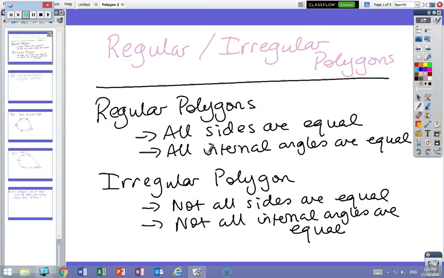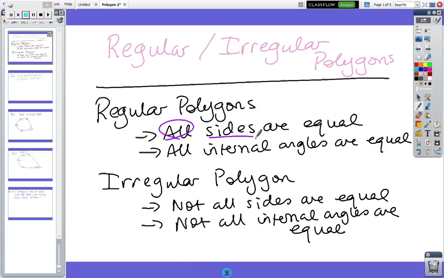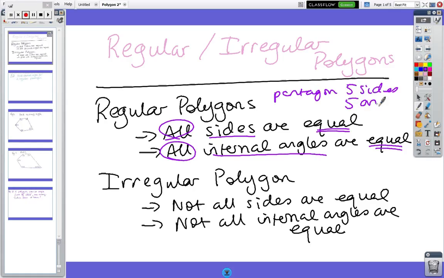Okay, so we're looking at the second video on polygons, and we're looking at regular and irregular polygons. So, easy definition: regular polygons, all the sides are equal, and all the interior angles are equal. Okay, so if you've got a pentagon, for instance, with 5 sides, the 5 sides are equal, and the 5 angles are equal. Okay, and there'll be an example coming up on how to find those angles.